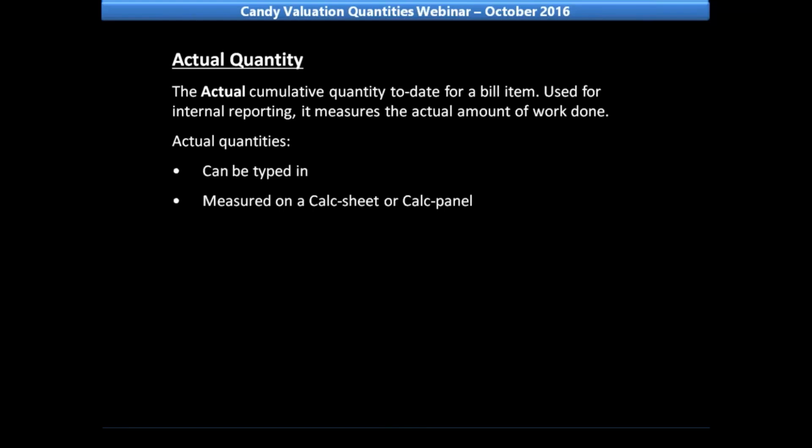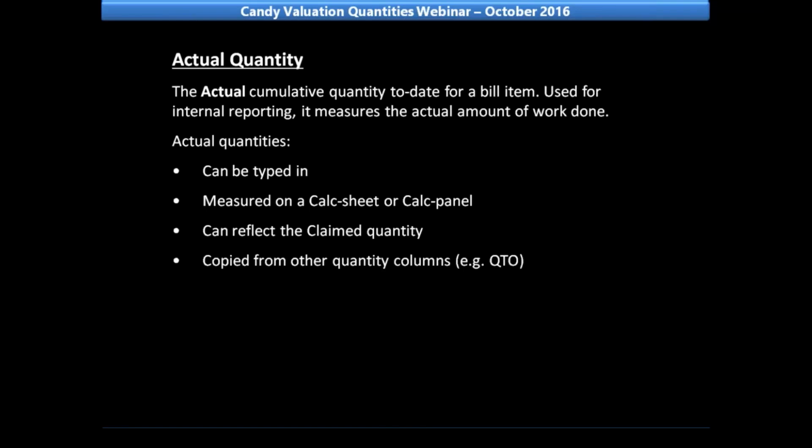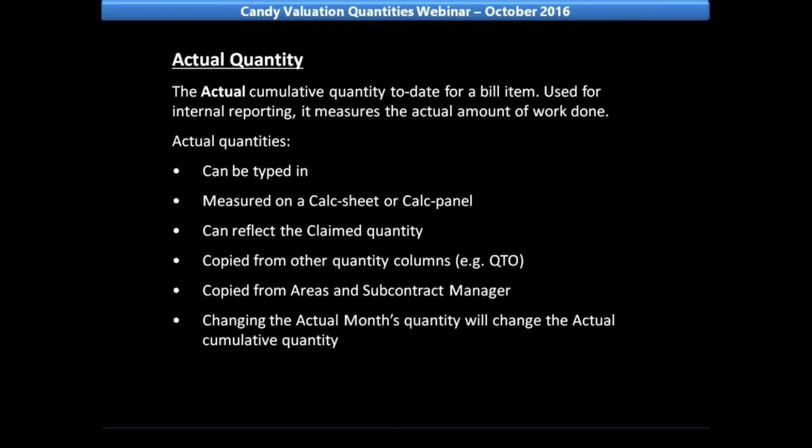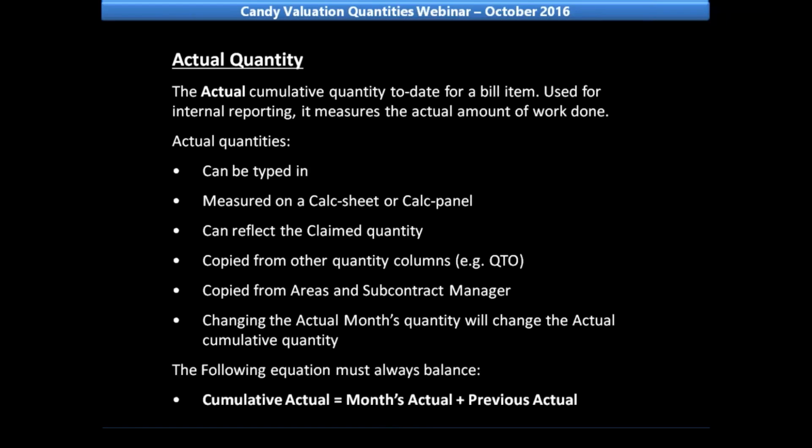Then my actual quantity, the actual cumulative quantity to date for a bill item. Used for internal reporting, it measures the actual amount of work done. My actual quantities can be typed in, measured on a calc sheet or a calc panel, can reflect the claim quantity, copied from other quantity columns, for example QTO, copied from areas and my subcontract manager. So changing the actual month's quantity will change the actual cumulative quantity. So the following equation must always balance: cumulative actual quantity equals my month's actual plus my previous actual.